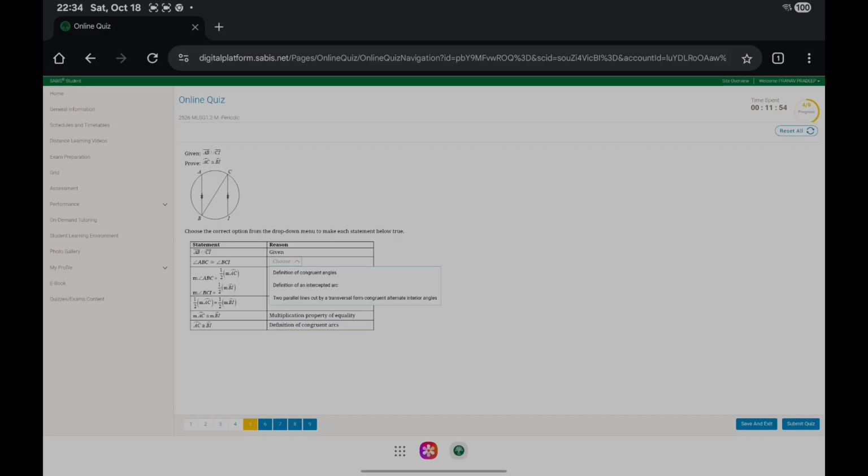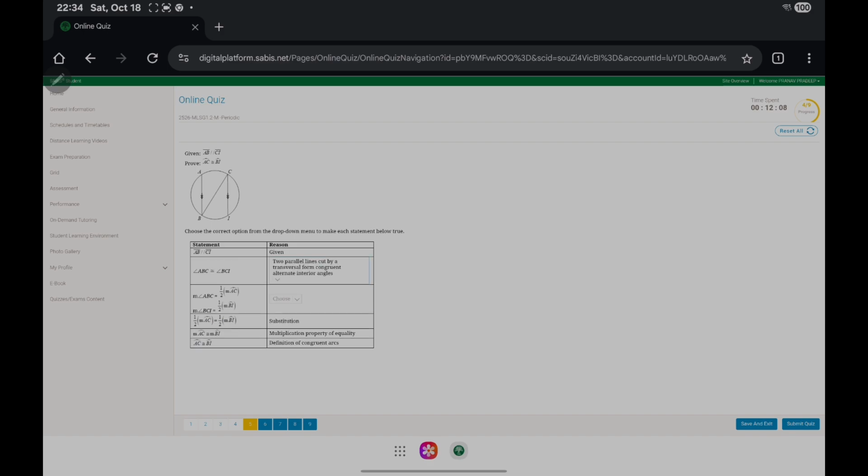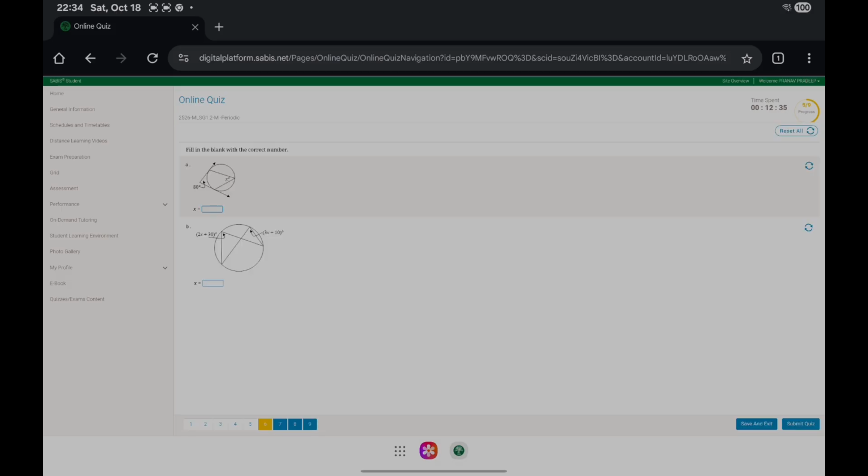Prove that arc AC is congruent to arc BI. Now the statement here is ABC equals BCI. That is, two parallel lines cut by a transversal form congruent alternate interior angles. So these two are parallel lines, transversal, and alternate interior angles are congruent. Here it's the measure of an inscribed angle is half the measure of the intercepted arc.